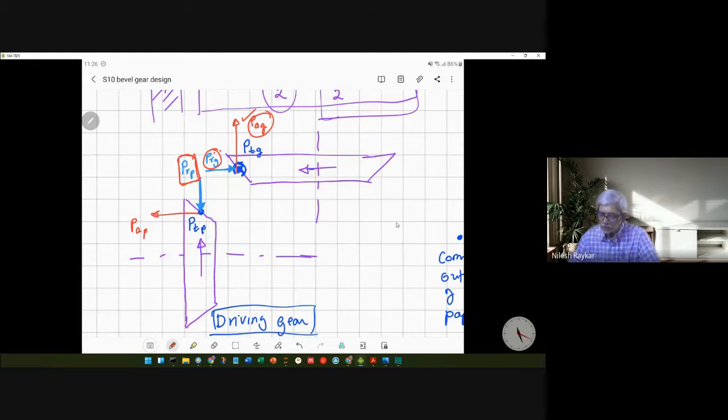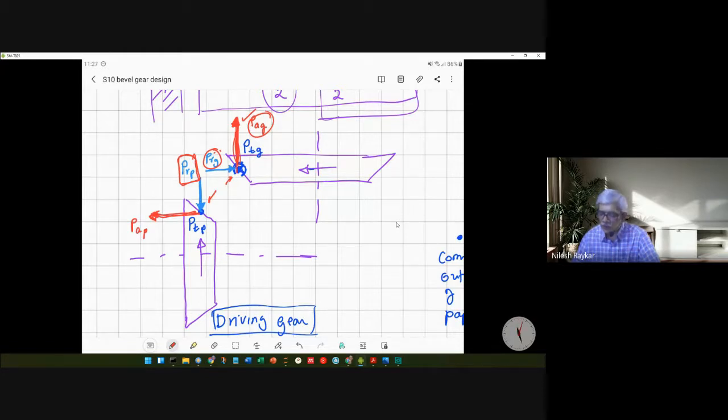Note that the directions we evolved by the equilibrium of the forces also match with the first guideline I told, that the axial force always acts in the direction so as to separate the teeth from each other. If you look at these two directions, you'll find that they tend to separate the teeth from each other. They will try to open up the connection between the two bevel gears. So you can use either way to determine the direction of the axial force or thrust force acting on the bevel gears.